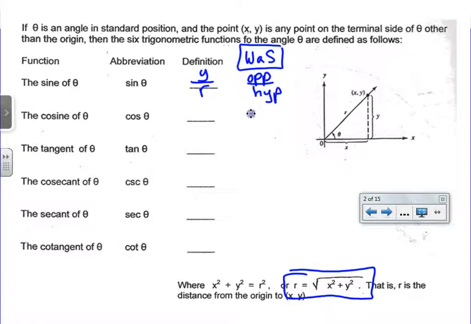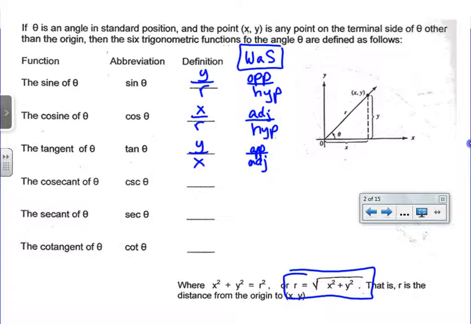So cosine, we used to define cosine as adjacent over hypotenuse. So when I look at my triangle, cosine is now going to be defined as x over r. And then the tangent was opposite over adjacent. So if I look at my triangle, opposite over adjacent would now be y over x.